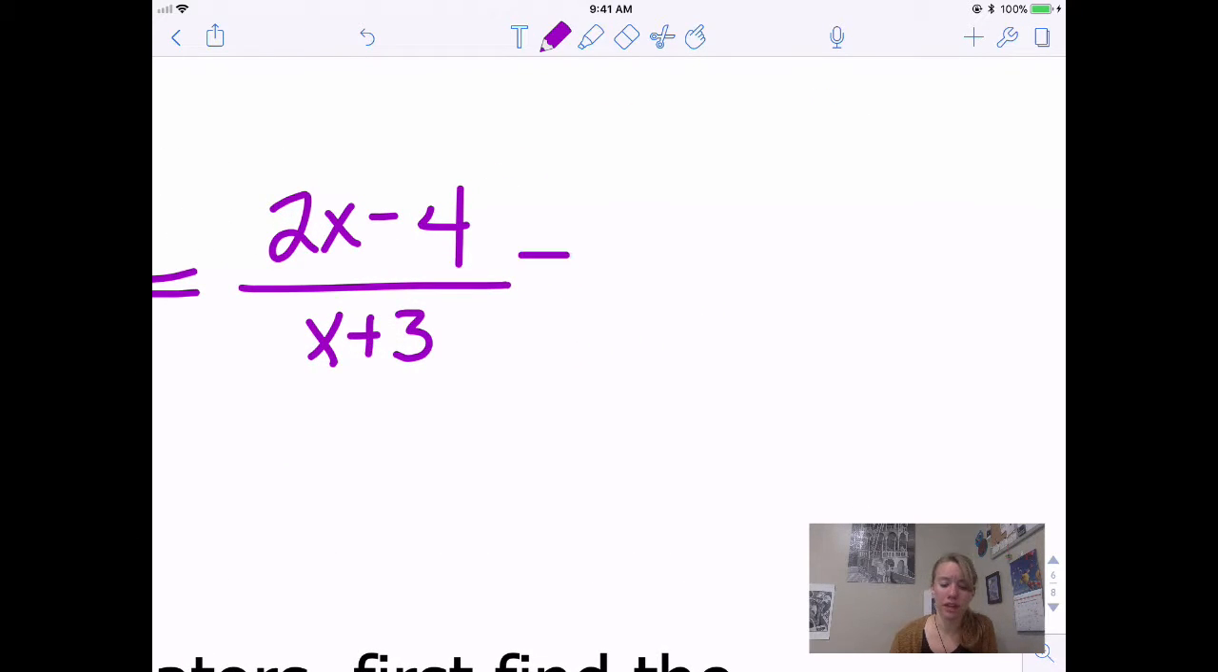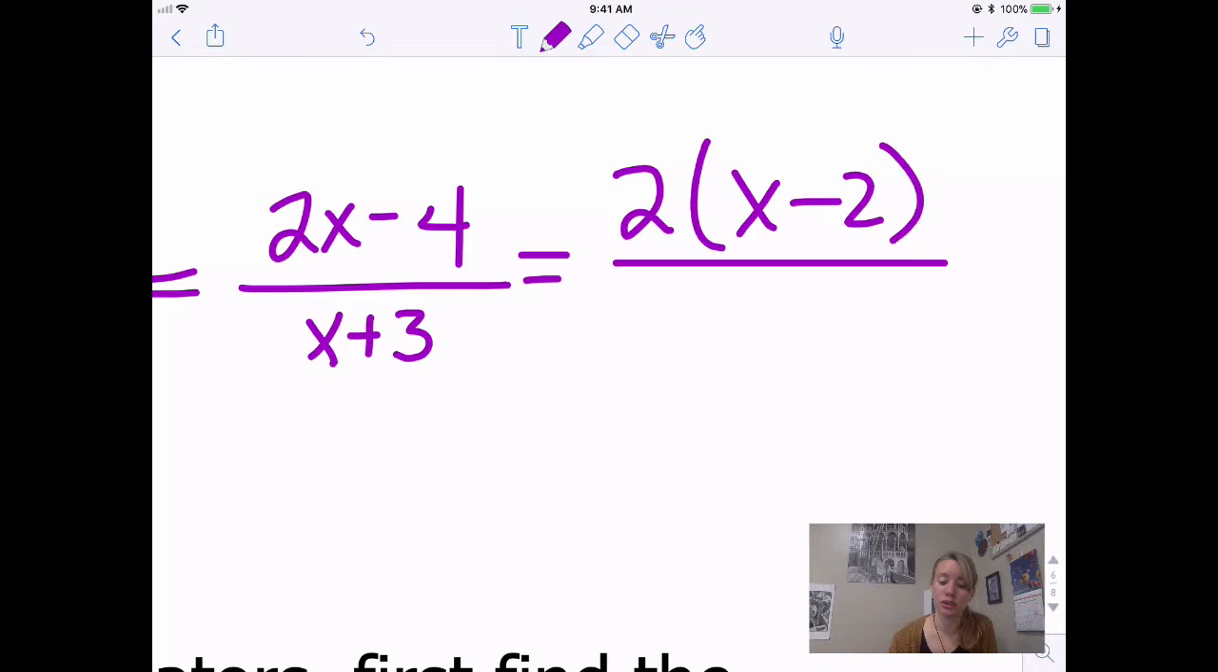I can also think about the fact that I have a GCF in that numerator. So I can say 2 times x minus 2 over x plus 3. Either one of these answers would be fine for this one because the x minus 2 and x plus 3 aren't common factors, so they don't divide out, they don't cancel. But you want to check that just to make sure that you don't have any like terms or like factors.